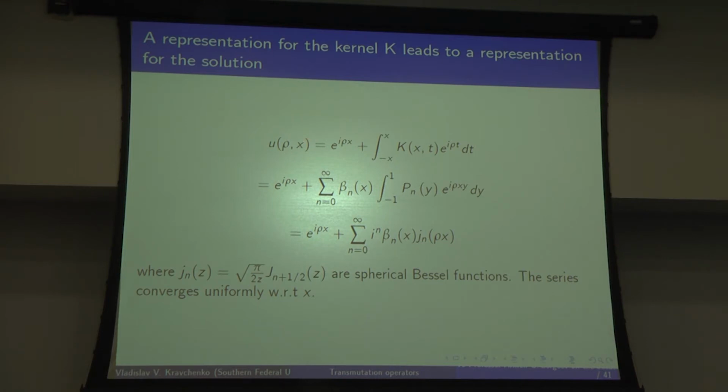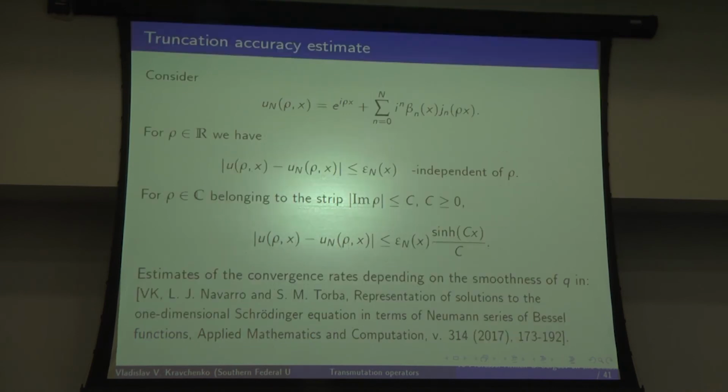It's interesting because of the following fact. So let us consider the truncated series, up to a certain n. Then what can be obtained is an estimate for the accuracy of the approximation by a truncated series, which is independent of rho. This result is easily obtained using the Cauchy-Bunyakovsky inequality.